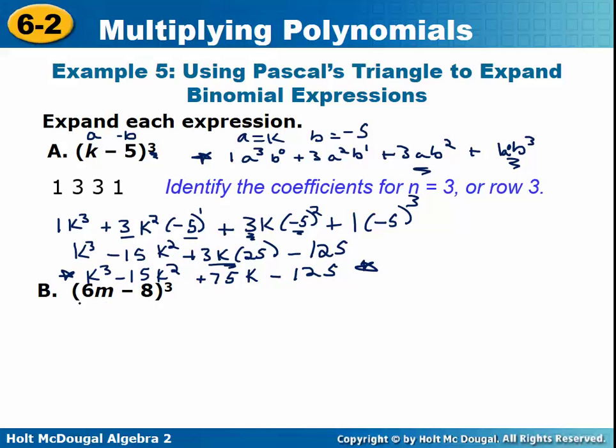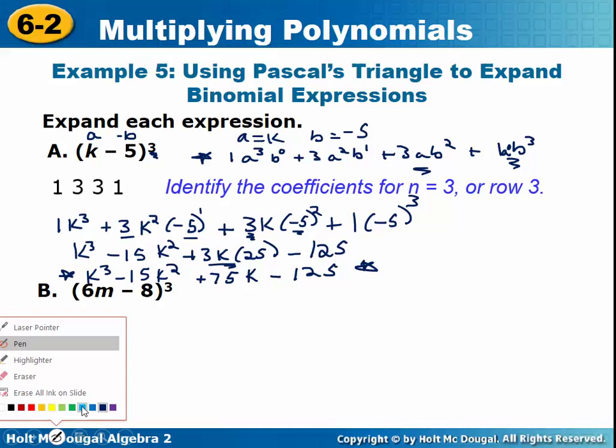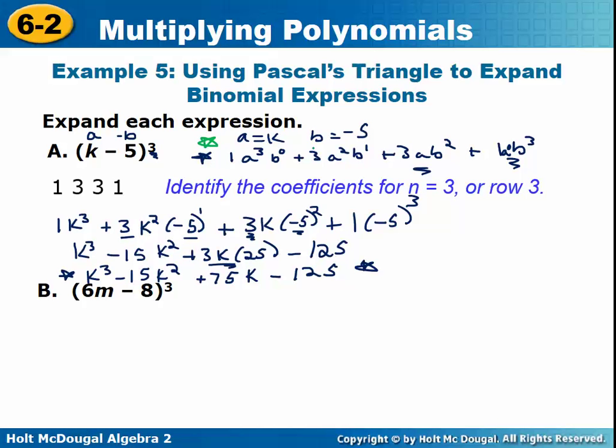Now, nice that the next one is also the third row because it's to the third power. So this is the exact same formula to use that I used in the last problem. So we can practice a little bit. This one, same exact one, where our coefficients are 1, 3, 3, 1, and these are how our terms are going to work. But this time, a is equal to 6m, and b is equal to negative 8. And then you just plug those in, and you will get your solution.